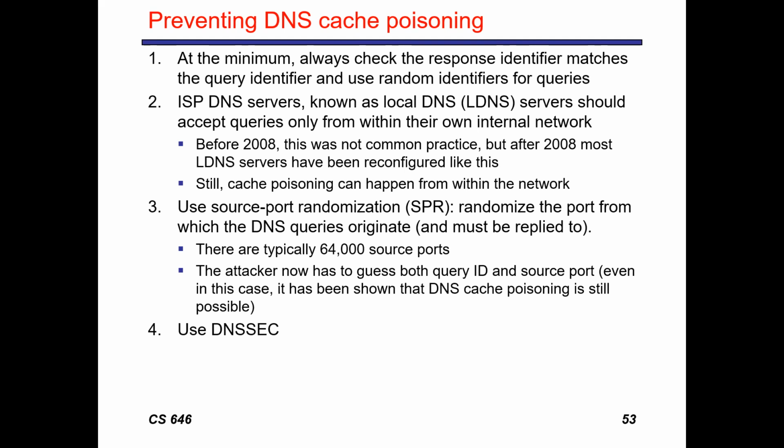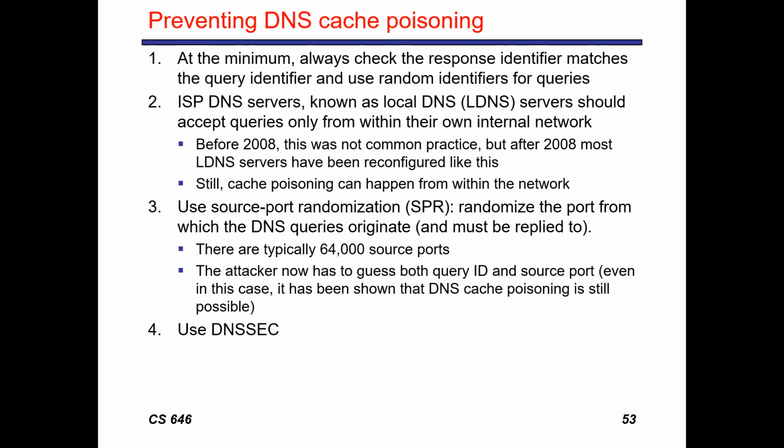However, cache poisoning is still possible because if the attacker is within the network, then he will still be able to launch poisoning attacks. Along with the randomized identifier, it is also recommended to use source port randomization. If you randomize the source port, then we know that the port address is 16-bit in size, which means that there are typically more than 64,000 source ports.